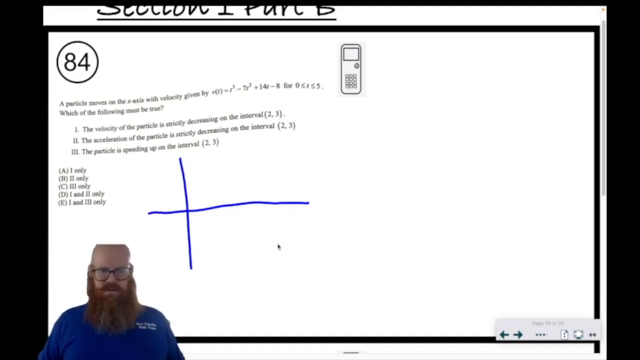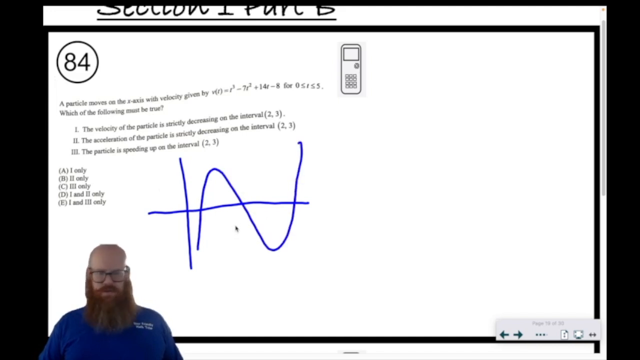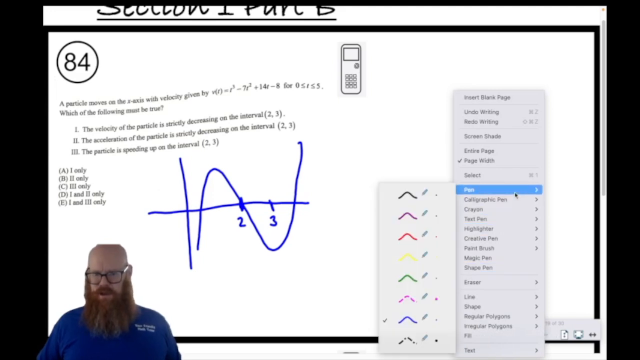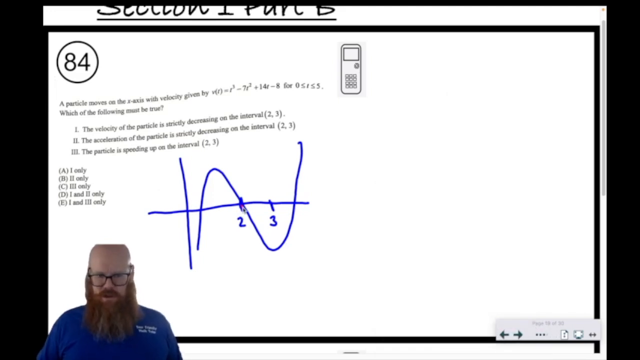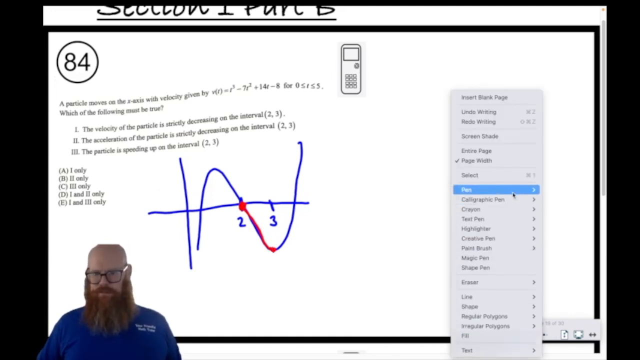So if I do that, it ends up looking something like this if you just throw this in the calculator. This value is 2. And this value is 3. So everything is on the interval 2 to 3. So we are just looking at this portion of the graph. This can help us answer everything.